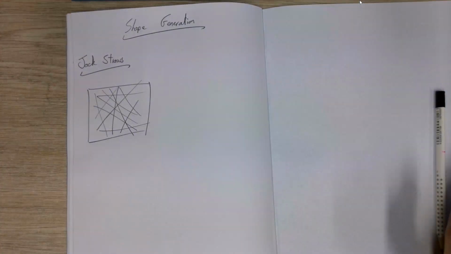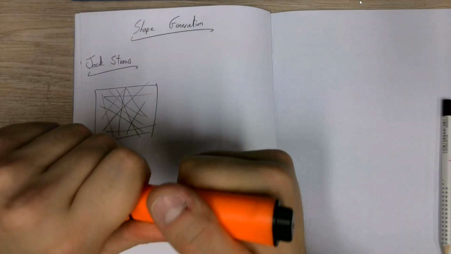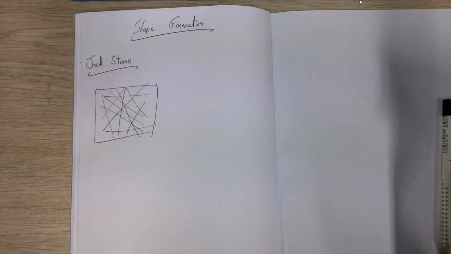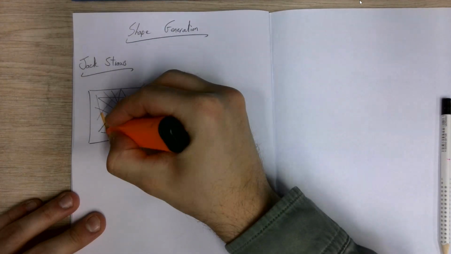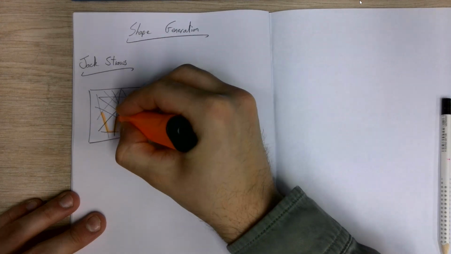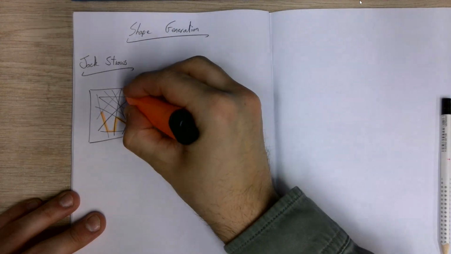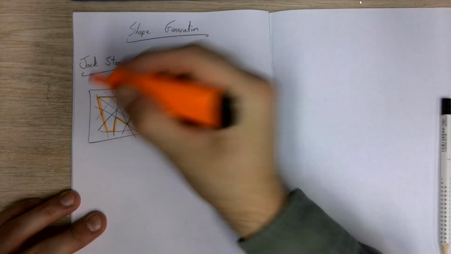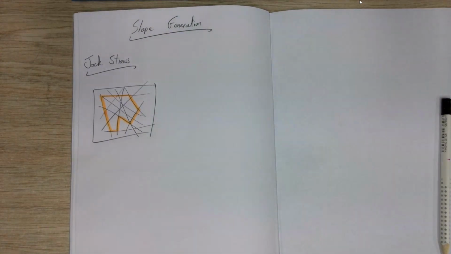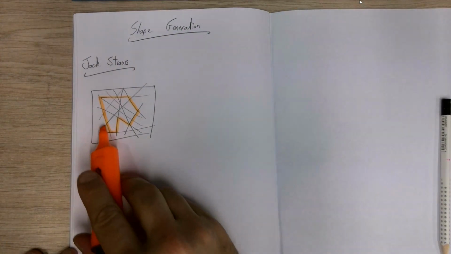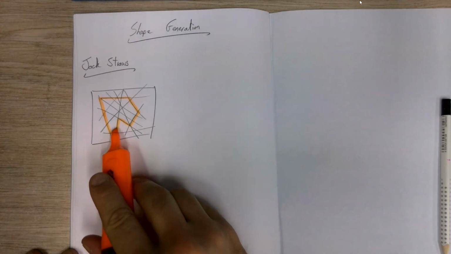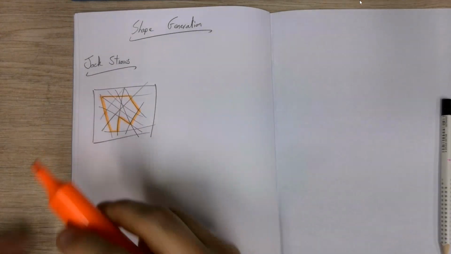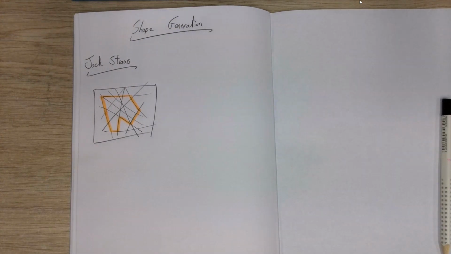Once you've done that, you're going to take a highlighter and you're going to start following some of these lines and turning when it meets some different lines to create a new shape. So I've followed these lines and I've picked when I'm going to cross and change direction. It's completely up to you. So it's random what type of shape you're going to end up with.